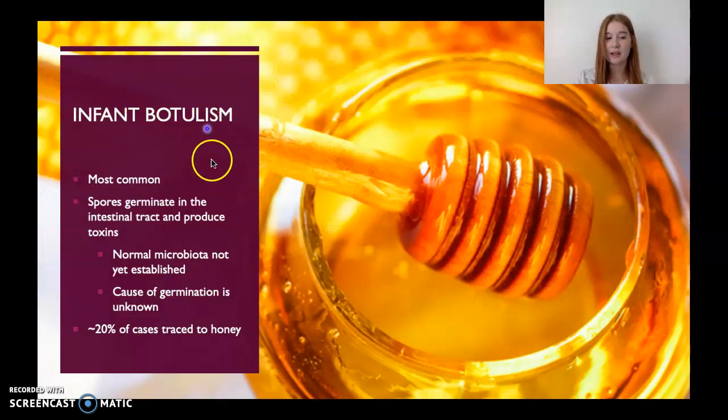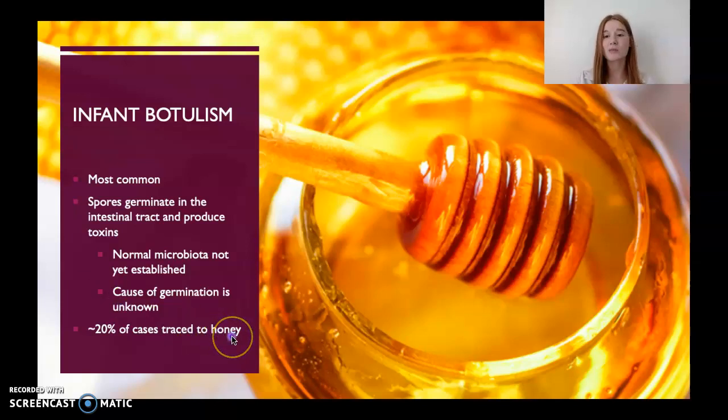Infant botulism, the second type, is actually the most common. It occurs when spores germinate in the intestinal tracts of children 12 months and younger and then produce toxins. So one theory for why younger children are more susceptible than adults is because the normal microbiome in their gut is not yet established, which makes it easier for the C. botulinum to colonize their intestines. However, again, the cause of the germination is unknown, and it's not understood why the spores germinate in the intestines of some children and not others.